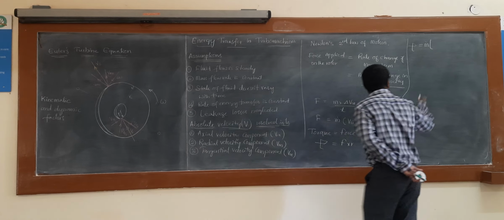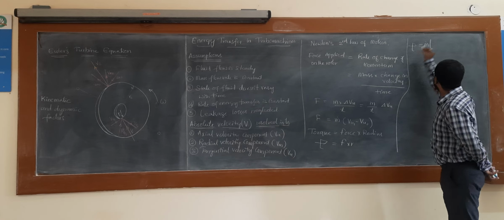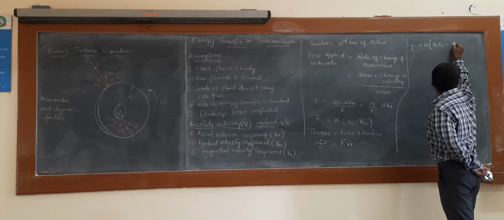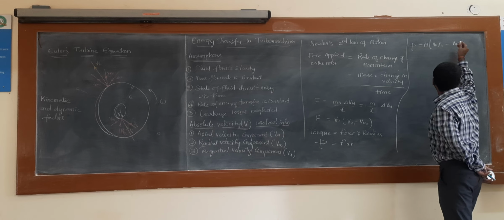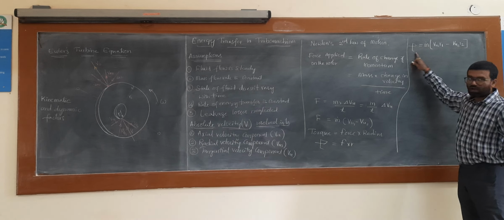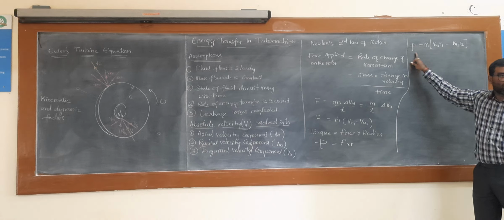So the inner radius R1 should be multiplied with VU1, minus VU2 into R2. The outlet radius R2 should be multiplied with VU2. Okay, this is the torque applied on the rotor.